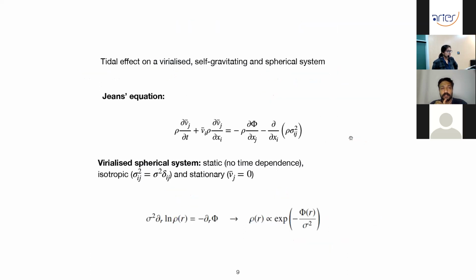What we are looking at here is essentially a tidal effect on a virialized, self-gravitating and spherical system. When you have a collapsed system, you can describe it using a Jeans equation, where rho is the density, v is the velocity, phi is the gravitational potential, and so on. But we make assumptions that this is static, so there is no time dependence, it is isotropic and stationary, so velocity is 0. So we can boil it down to this simple proportionality between the density as a function of distance from the center, which is related to the gravitational potential and the velocity dispersion.